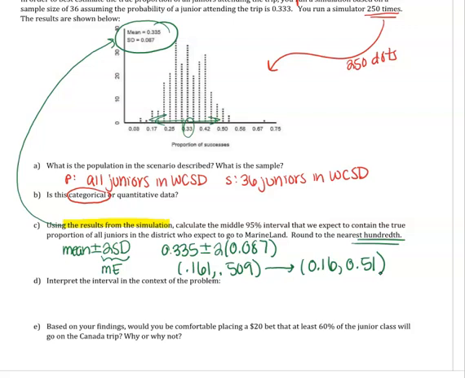Okay, so what does this mean? It means it's reasonable to expect, let's talk in percentages because sometimes that's nice, just in words, it's reasonable to expect between 16% and 51% of all juniors, our population, will be going on the trip.